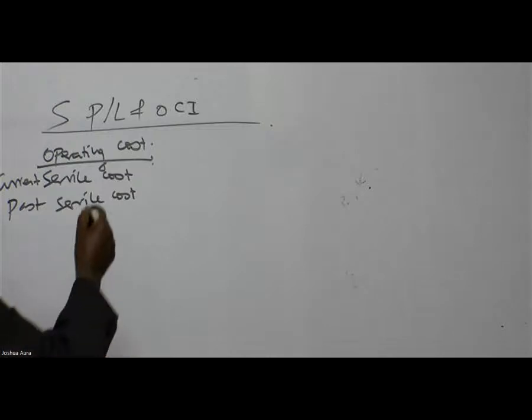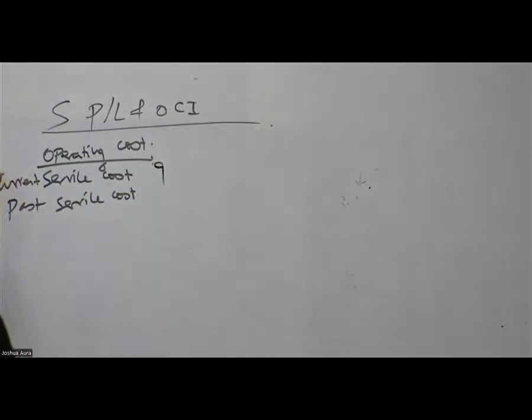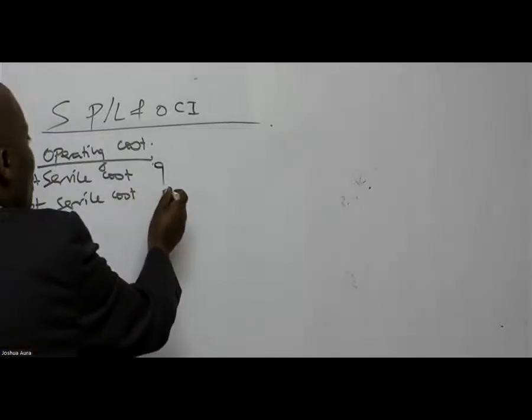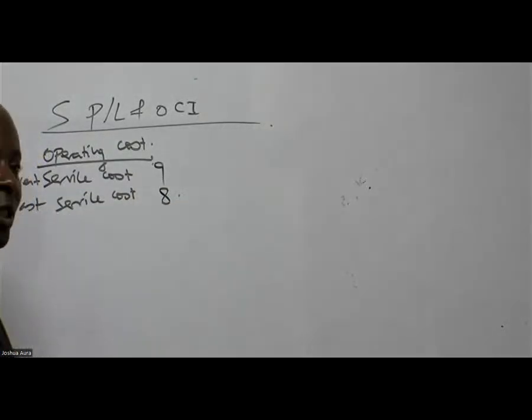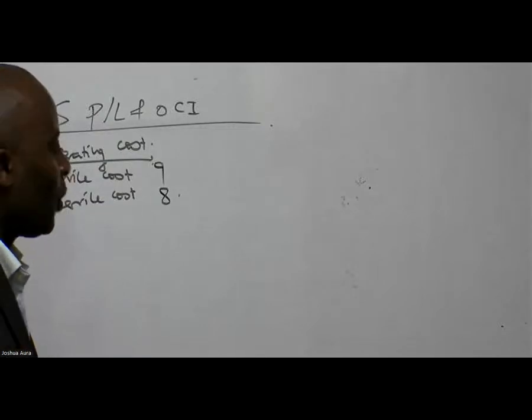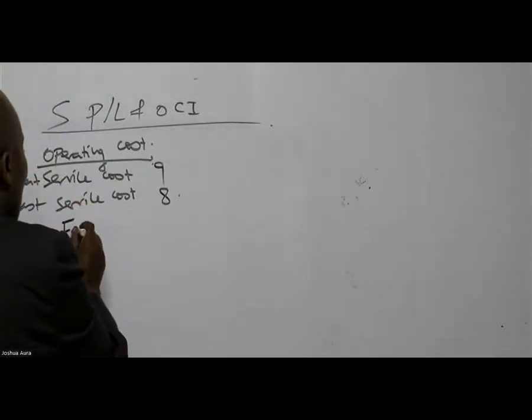So we have 9 from Sharon. How about the past service cost? 8. Thank you very much. So those are the only operational costs that you show. From there, we go to the financing cost.